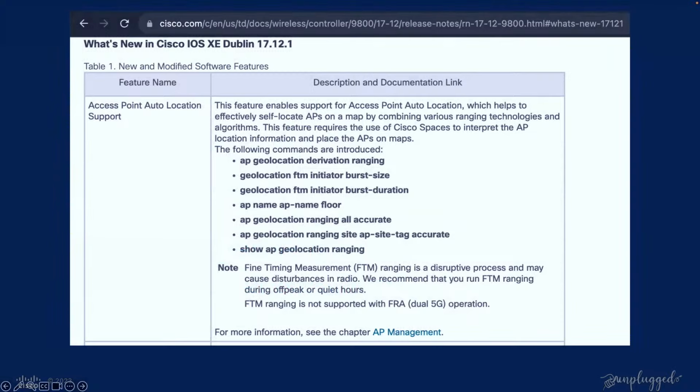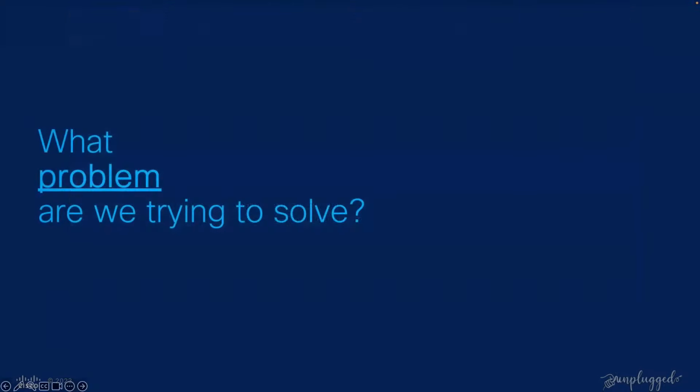So you might have seen in our release notes in 17.12, right at the top, a mention about AP auto location and geolocation and whatnot. Find time measurement is also called out in here. And this is really what we're talking about today. To get to the point of this, what problem are we trying to solve here? What is the thing that we're trying to do that causes a great deal of consternation?